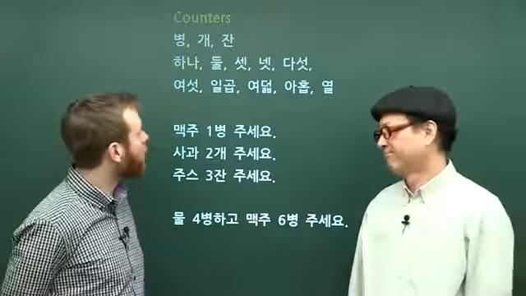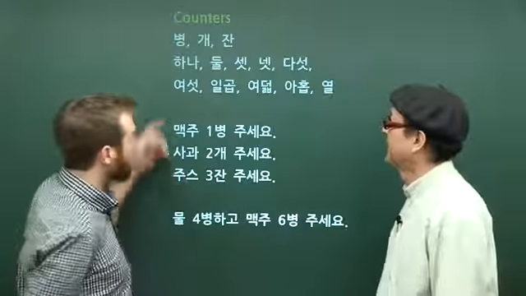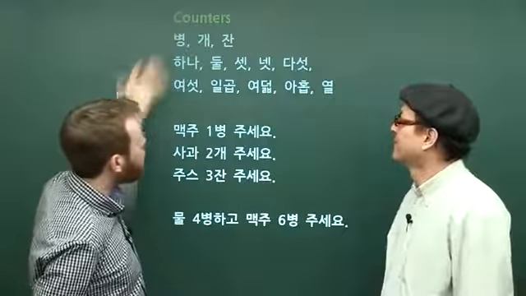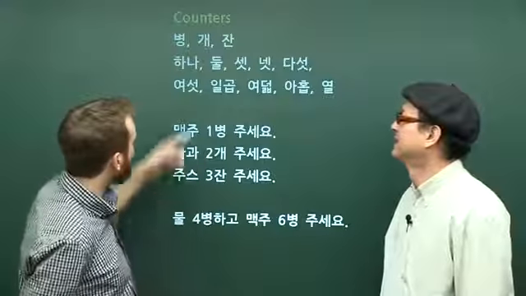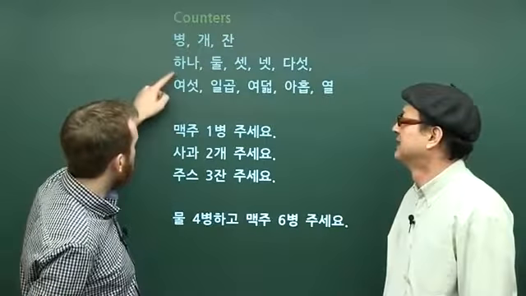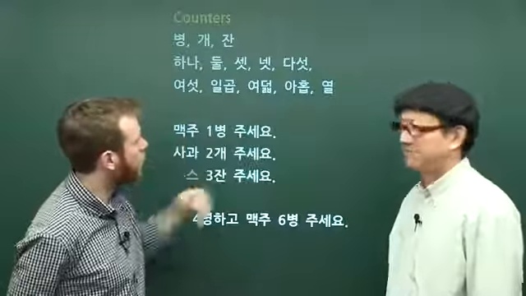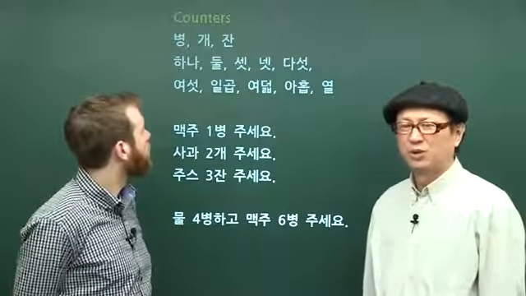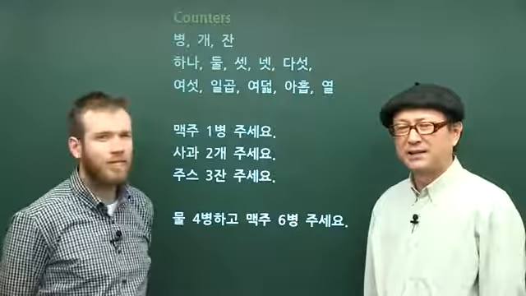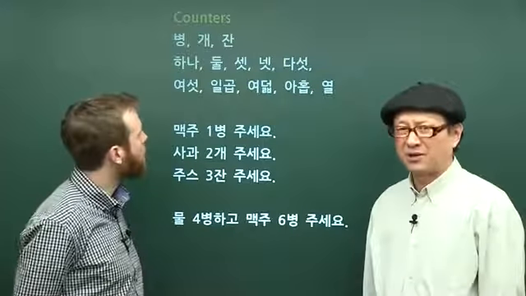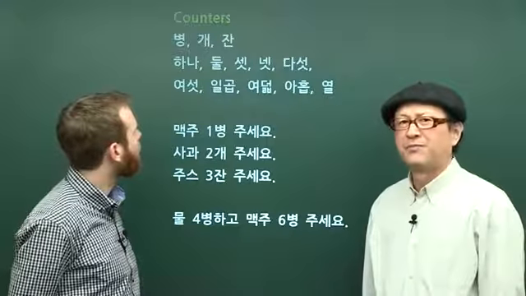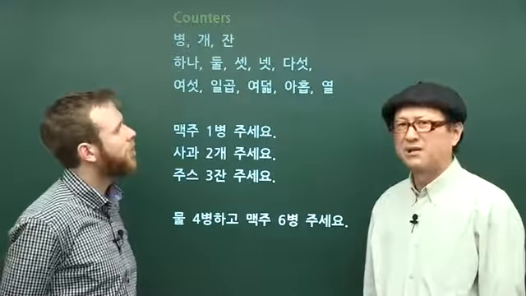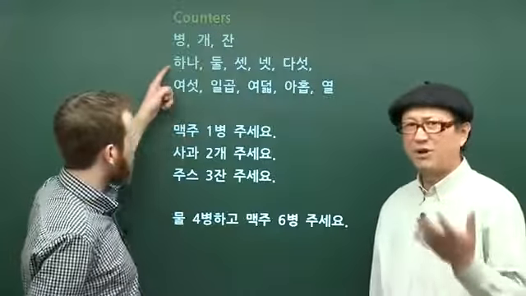Okay, so we've already looked at pure Korean numbers from 1 to 10. Now we're going to do some more work using counters with these numbers. So, Robert, first of all, we have 1 to 10 here. Let's maybe remind ourselves how to say these. 하나, 둘, 셋, 넷, 다섯, 여섯, 일곱, 여덟, 아홉, 열. Okay, so that's from 1 to 10.